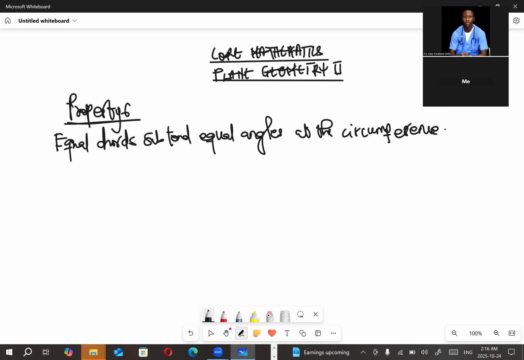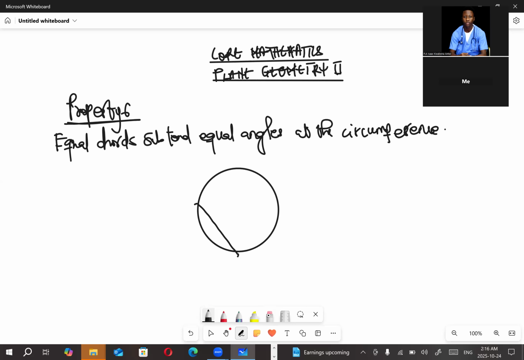So let's illustrate it. You have a circle. By the way, in the previous example, I don't know if I told you that because it says equal chords subtend equal angles at the center, in the diagram the question must tell you there is a center. So this one says equal chords subtend equal angles at the circumference.